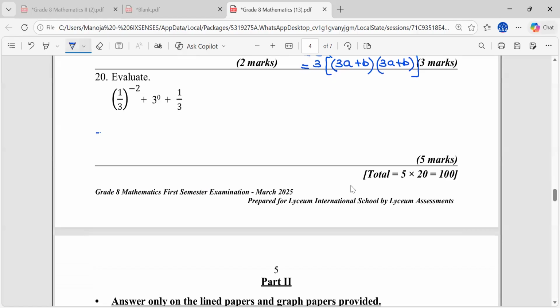So when you have the negative index, you want to convert this into positive. So for that, you want to get the reciprocal. 1 over 3 becomes 3 over 1, and you have the positive index. 3 to the power 0 means 1, and 1 over 3. Then 3 over 1 means 3. 3 squared means 9. 9 plus 1 plus 1/3. So then 10 and 1/3. This should be the final answer.